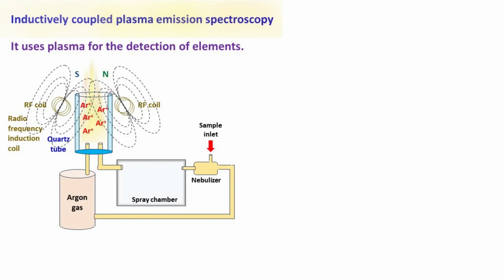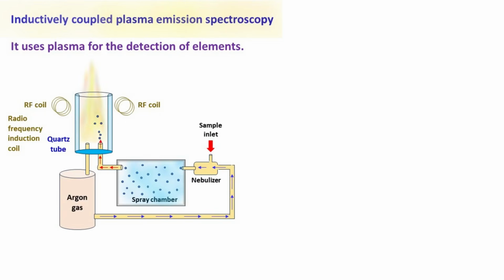The sample which is to be analyzed is introduced into the nebulizer using a pump. Using argon gas, the nebulizer sprays the sample molecules into the spray chamber. This aerosol is then allowed to enter the quartz tube that has plasma.